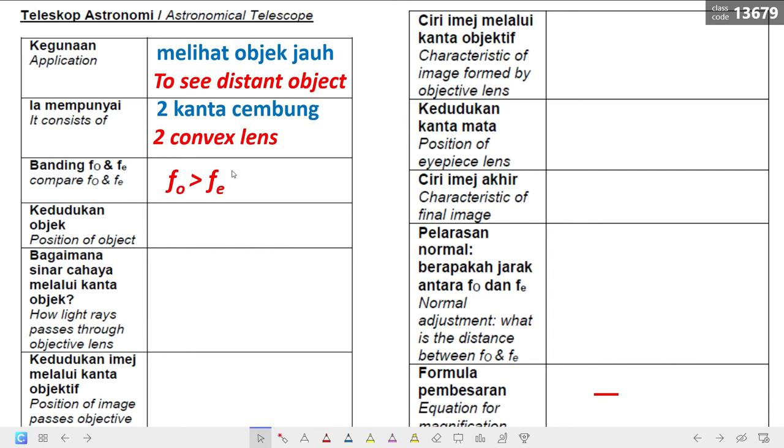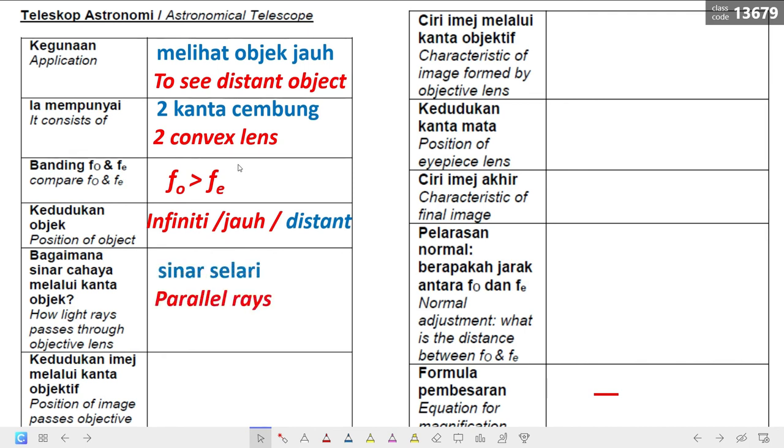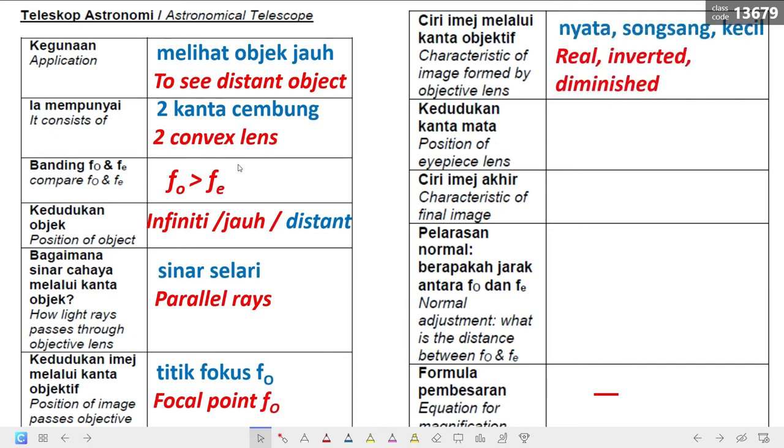So what is Fo is actually the focal length for the objective lens is bigger than the focal length of the eyepiece. Okay, and the position of the object, it should be distance or infinity, because we use telescope normally to see a star, a planet, right? And how does the light ray pass through the convex lens? It's a parallel rays. Okay, and the image is at the focal point FO. So this one later we will see the diagram, so you can be more clear about this one.